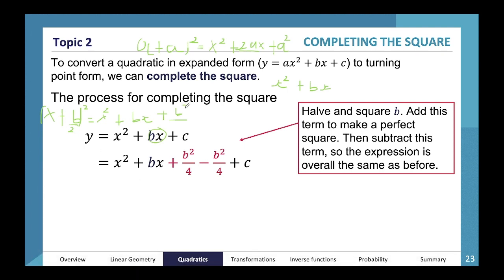So b squared over 4, yeah. All right, so that is what a perfect square is there, right? So I'm going to try and make a perfect square from this. So how do I do that?